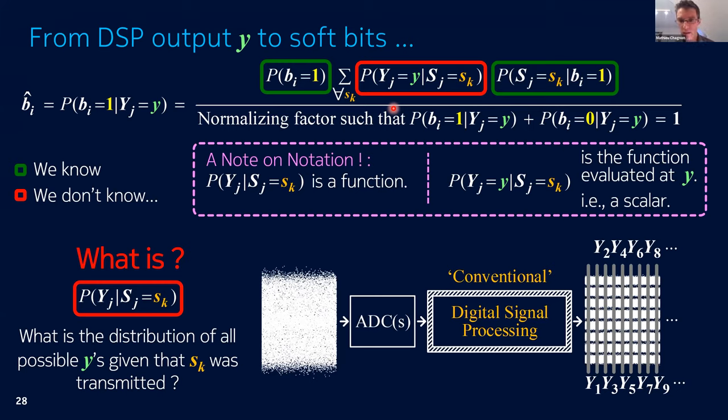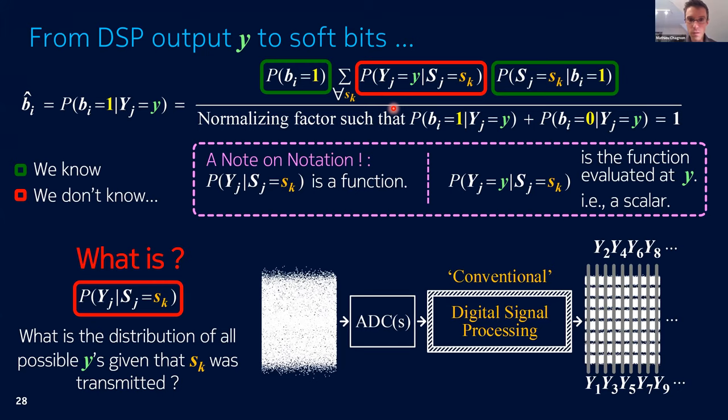Before I move on to the next slide, I just want to have a quick note on notation. What I call P of capital Y given something is a function. You can view this as a symbolic function. There's no value assigned to capital Y yet. If I assign a value to capital Y, let's say I assign the value lowercase y, then that function becomes a scalar. It looks dumb to say it like this, but it'll become more useful later on.